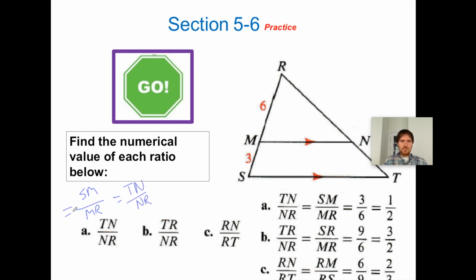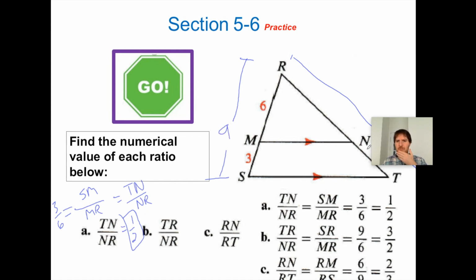Okay, what do we know about Sm to Mr? Well, we know that this is in a 3 to 6 ratio, and so that means this is going to equal 3 to 6, which is 1/2. We simplify it down. Okay, Tn over Nr, so this is now part to, wait, Tr, so Tr is the whole. We would need to get the whole thing here. 6 plus 3, what's that? That's 9.